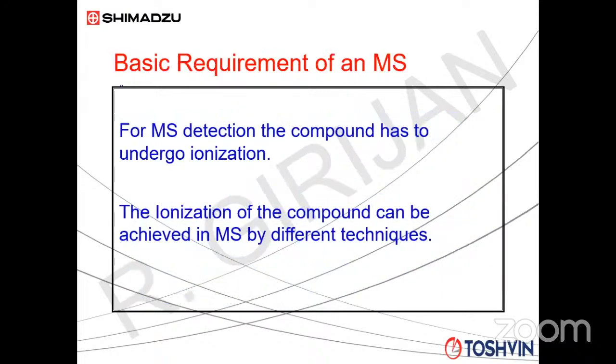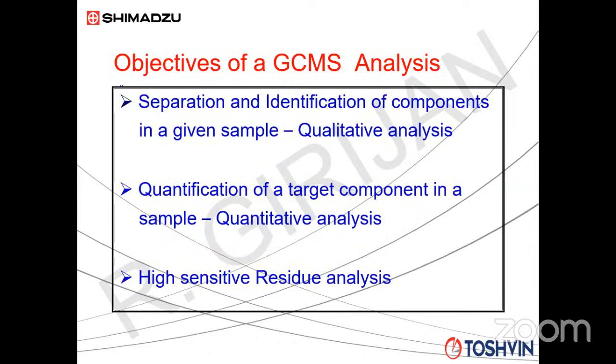Okay. So the basic requirement, I've already told you, is that the compound has to undergo ionization, and there are different ways of ionizing the compound. So before we go to the ionization techniques, what is the objective of a GCMS analysis? There are three different objectives. Number one, separation and identification of compounds in the given sample. It's a qualitative analysis. So tomorrow, if you get a pharmaceutical sample, suppose it contains 5 different compounds, compound 1, 2, 3, 4, 5.